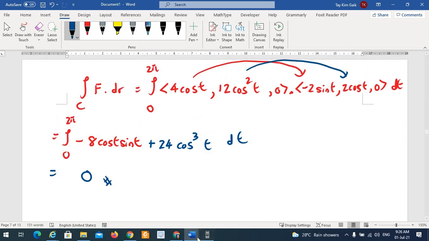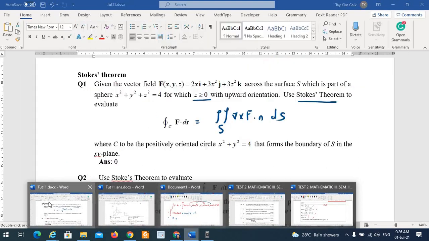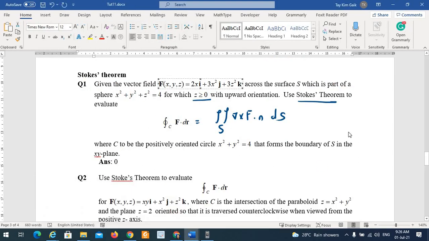But if the question gives this one and says use Stokes theorem, and you evaluate the line integral, sometimes they may give you 0 marks because you did not use Stokes theorem. For Stokes theorem you have to evaluate the double integral of curl of F dot n dS. I show you the line integral here just for the purpose of your practice.